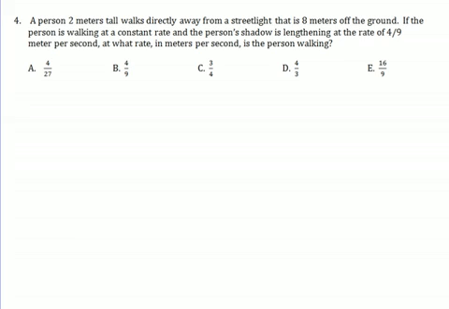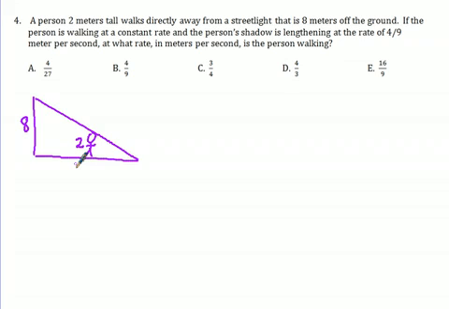Question number 4. We have a person 2 meters tall walking directly away from a street light that's 8 meters off the ground. The person is walking at a constant rate and the shadow is lengthening at the rate of 4/9 of a meter per second. At what rate is the person walking? So this is a shadow problem, and hopefully you're reminded that that means it's going to be a similar triangle problem. Anytime we have a shadow problem, we're going to have similar triangles, and we need to write a proportion. So I'm drawing my picture here.